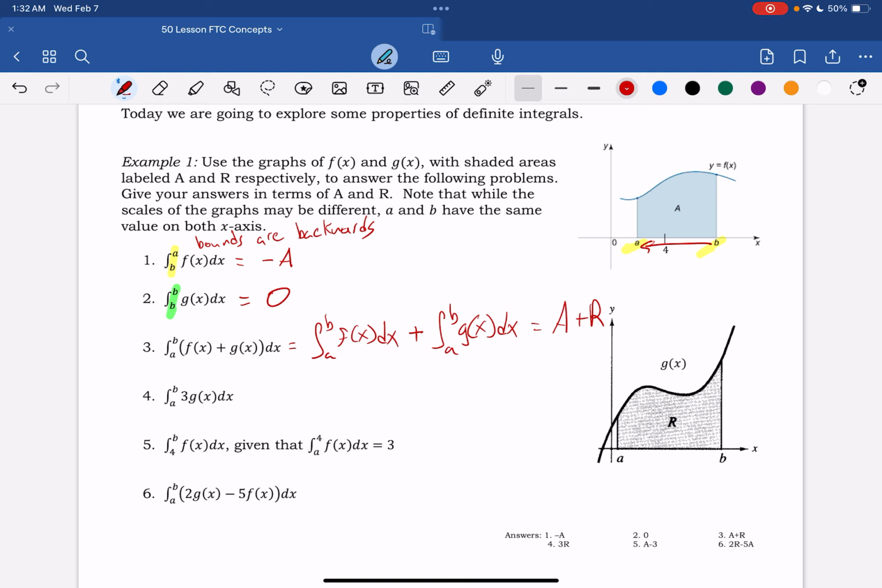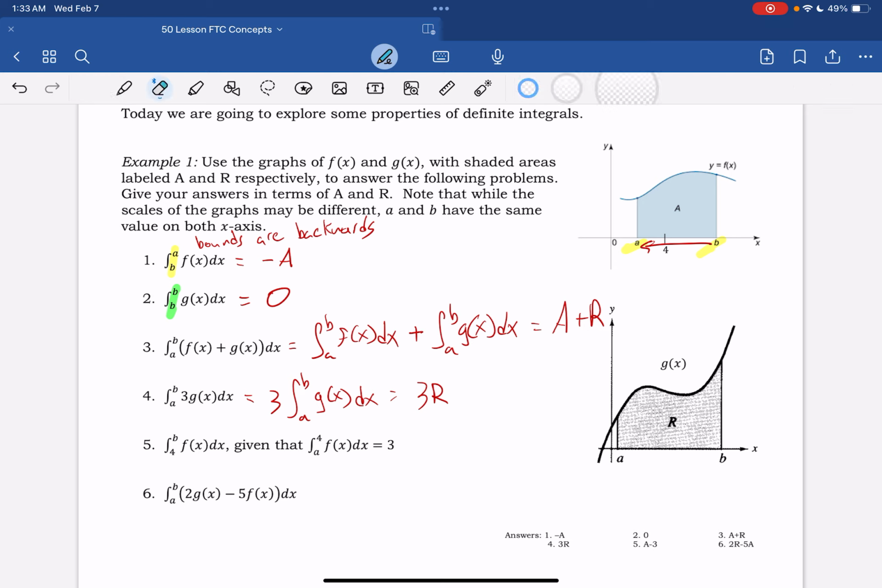And then for 4, we can see that the bounds are okay. We have g of x in there, but we have this 3, which is really just a constant multiple, so we can slide that 3 out front, and then just take the antiderivative from a to b of g of x, and multiply whatever that area, or whatever number that is, by 3. So in this case, we just get 3r, because the FTC that we're evaluating here from a to b of g of x is the area r.